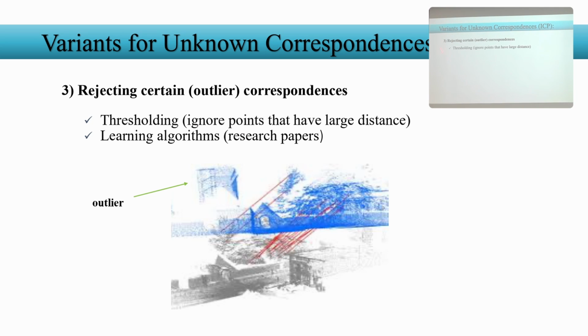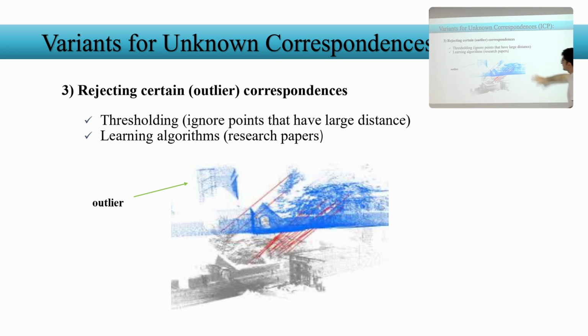We have the third one, which is rejecting certain outlier correspondences, that is, ignoring some of the points based on different techniques. One can be distance, one can be the weights, one can be different elements that we can even use a learning algorithm to find.